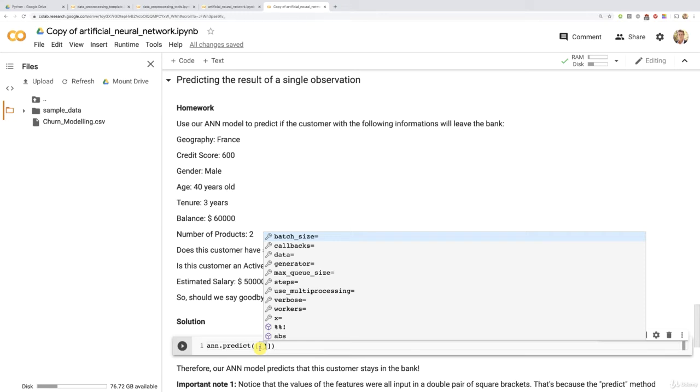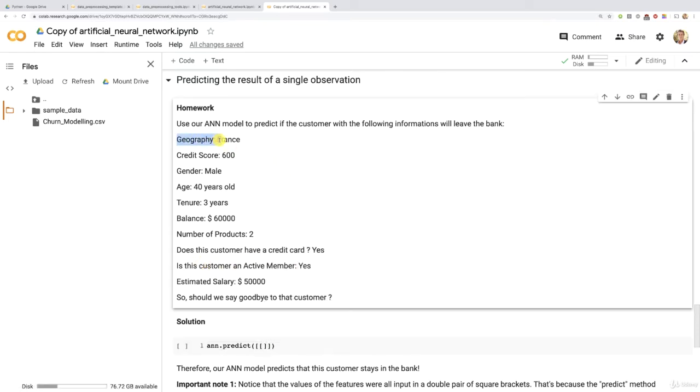Then, inside this 2D array, we're going to enter, well, the different informations here. And that leads me to mention the second important thing which you had to pay attention to, which is about that variable here, geography, France. According to you, do we have to enter, as you know, this first information here for the geography variable? Do we have to enter the string France, or do we have to enter something else? Well, of course, we have to enter something else, and that something else are the values of the dummy variables.